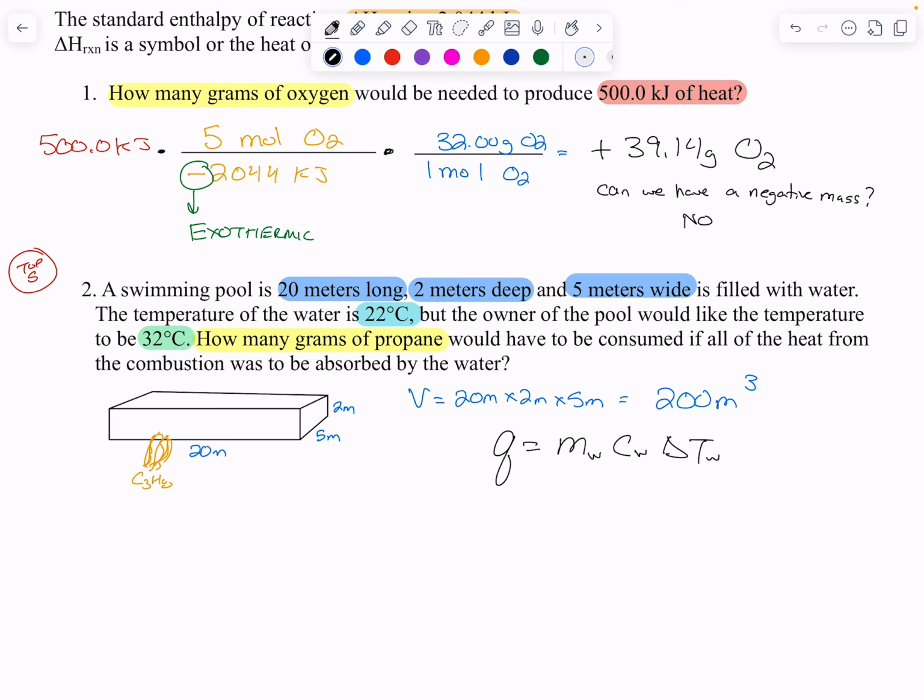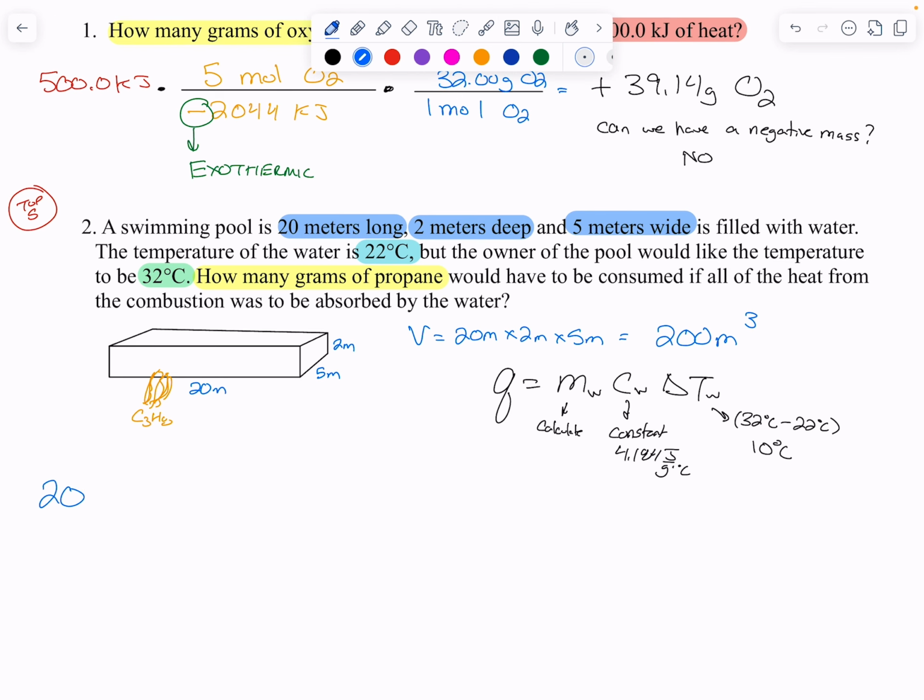So I know I got to figure out Q. I need to know how much heat we need to have. Mass of the water, I need the mass of the water. I have the volume of the water. C is a constant. Specific heat of the water, we got that. It's 4.184. That's a constant. Delta T is 32 degrees Celsius minus 22 degrees Celsius. It's 10 degrees Celsius. We got that. That's easy. Mass, we have to calculate. How are we going to do that? We know we have 200 meters cubed of water. And we know the density of water, H2O, is 1.0 grams per milliliter, or gram per centimeters cubed. All right, so we need to do some conversions here.